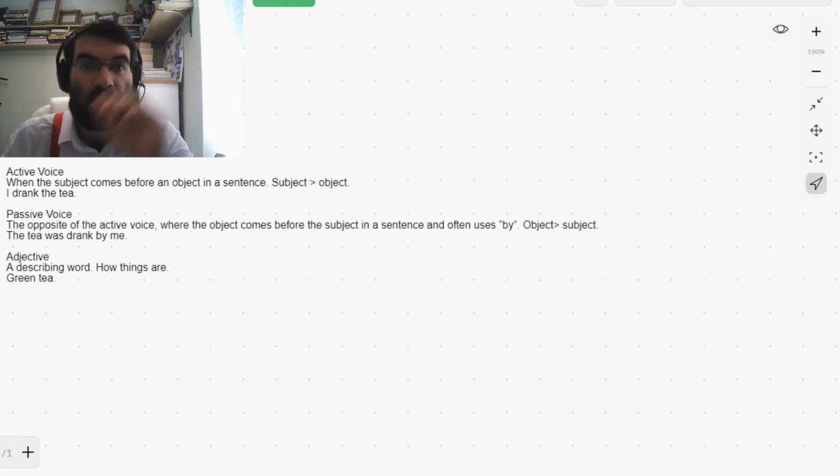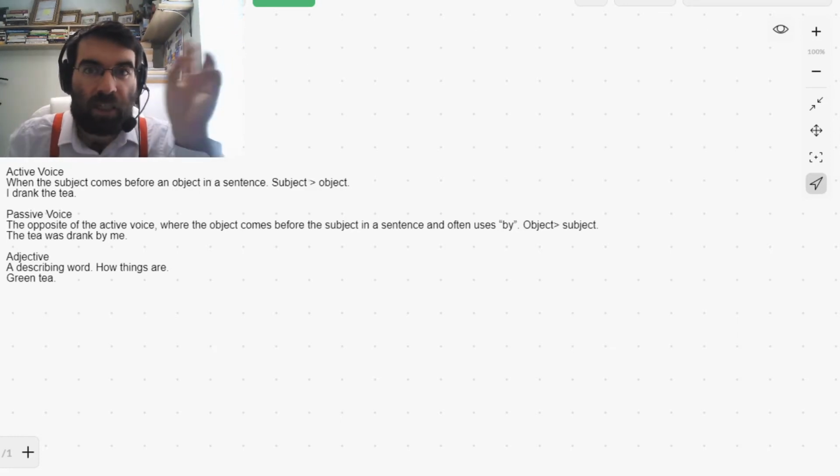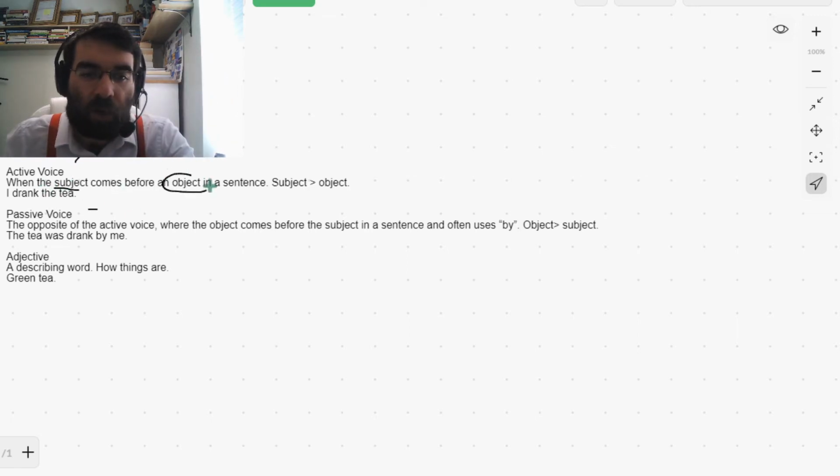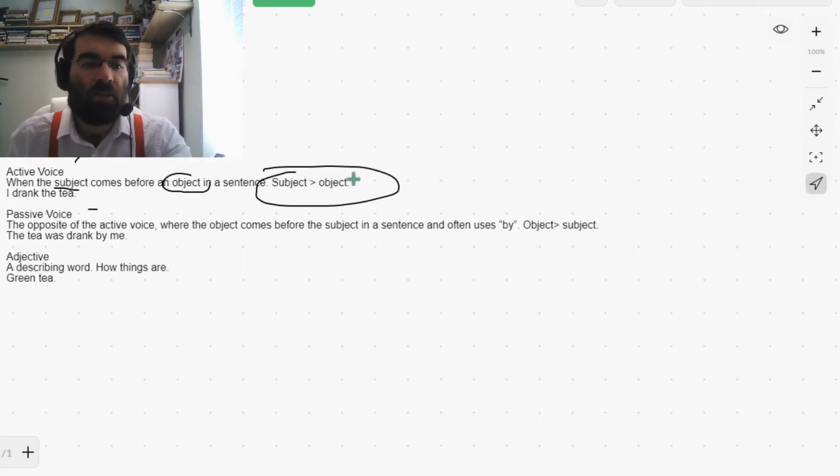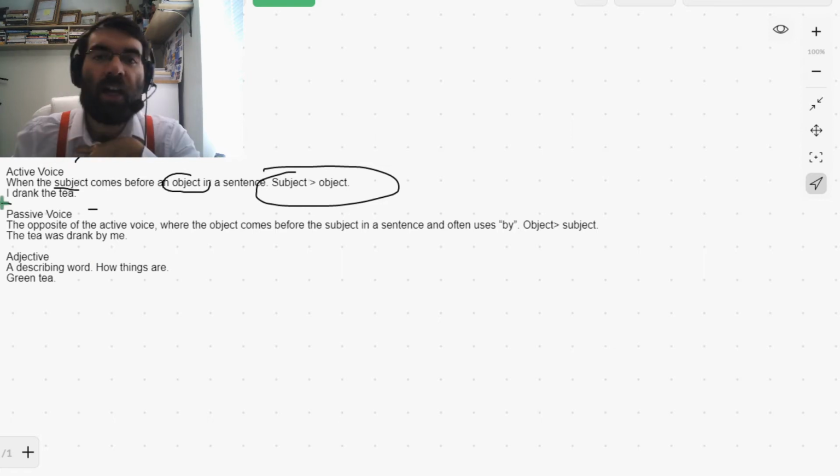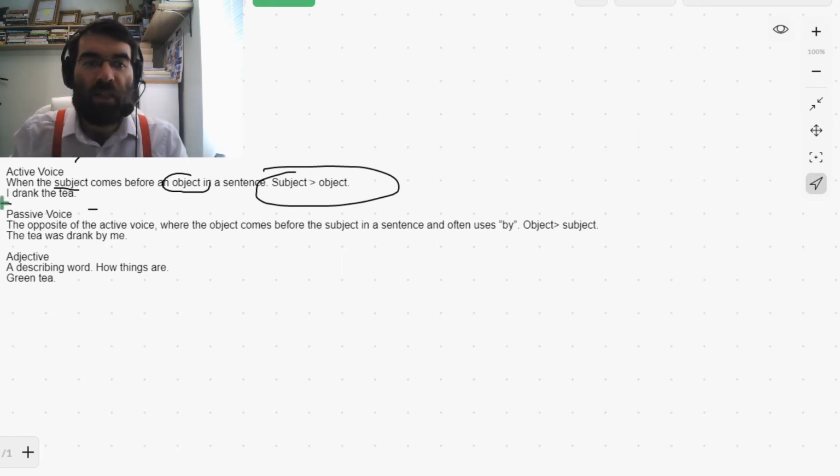Okay, so let's look at active voice and passive voice. The active voice is when the subject comes before the object in a sentence. Subject, object. So, I drink the tea. I read the book.